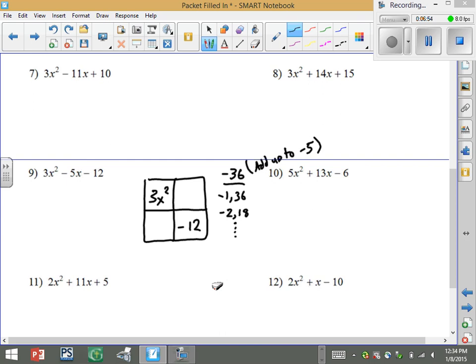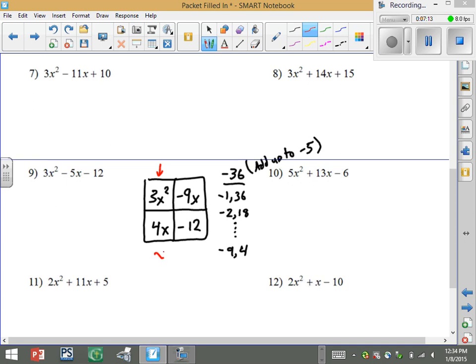And eventually, you come up with negative 9. I believe 4 will do it. Negative 9 times 4 is negative 36, and if you add those, you get negative 5. So I've got my two numbers, negative 9x and 4x. And now it's a matter of let's go through and find our GCFs.